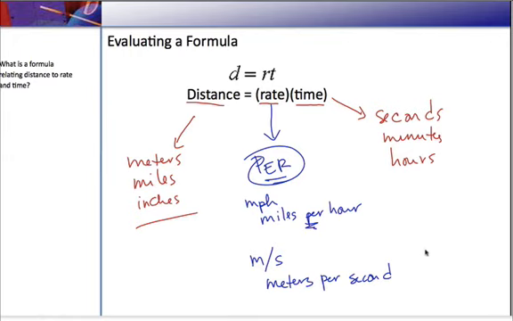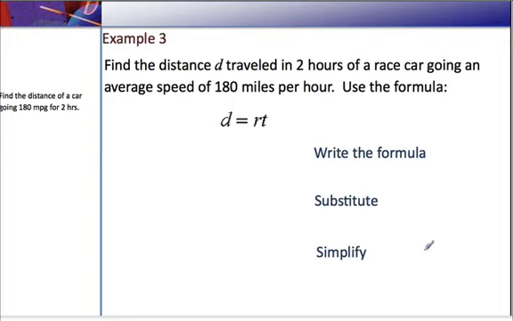Let's do an example. Okay, let's find the distance D traveled in 2 hours of a race car that's going an average speed of 180 miles per hour. So again, simple example to illustrate the process that we're going to use. So we're going to start by writing the formula.